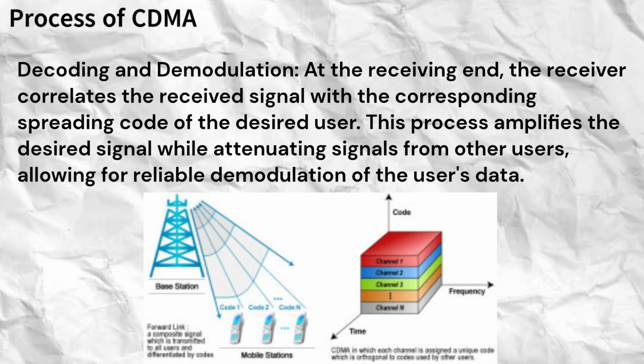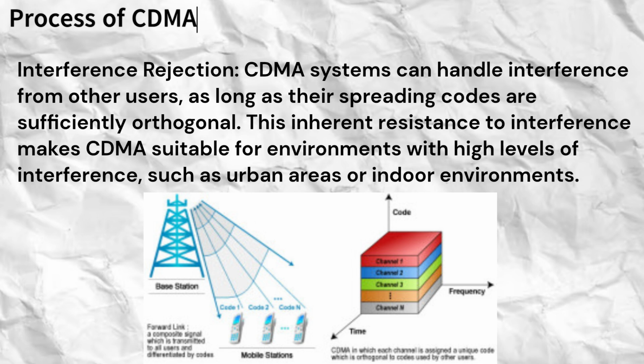Decoding and demodulation. At the receiving end, the receiver correlates the received signal with the corresponding spreading code of the desired user. This process amplifies the desired signal while attenuating signals from other users, allowing for reliable demodulation of the user's data. Interference rejection.